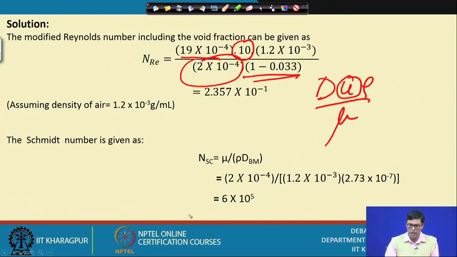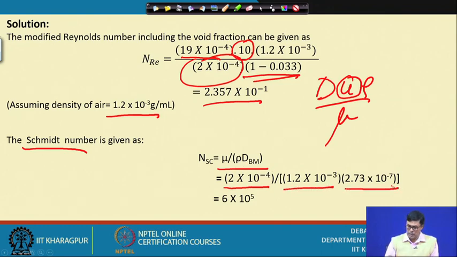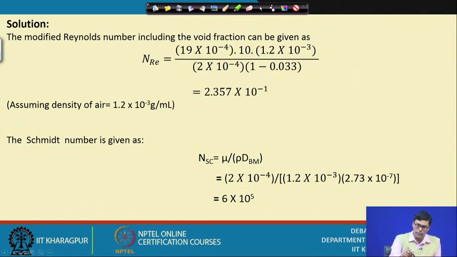the void fraction. So, we will get the Reynolds number like this, assuming the air density is 1.2 into 10 to the power minus 3 gram per milliliter. Now, the Schmidt number is equal to mu by rho into D_BM. D_BM is the diffusivity of the air. Now, mu value is given here. This is mu, the viscosity of the air, and rho is the density of the air, and the diffusivity of the air is given here. So, we can easily calculate the Schmidt number.